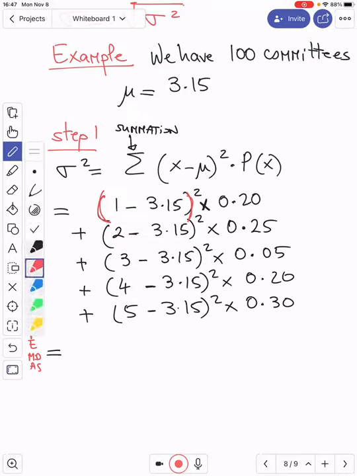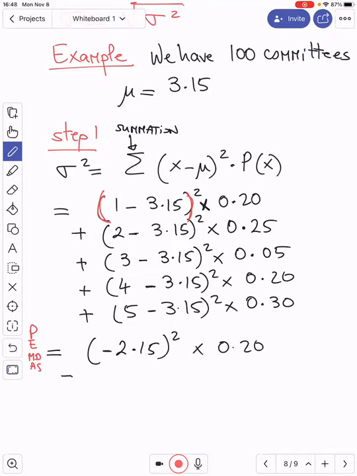So let's subtract first. So this is 1 minus 3.15. So that will be negative 2.15 squared. Be careful, guys. The square of any number is going to be positive or 0, of course. So this negative 2.15 squared times 0.20 plus, I'm going to just do the details here in this example.